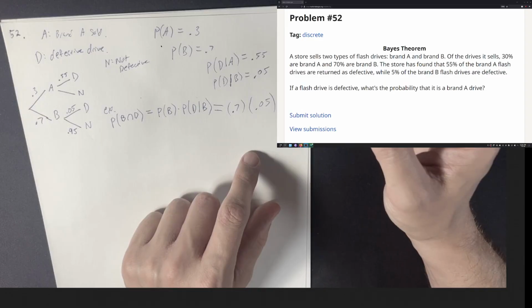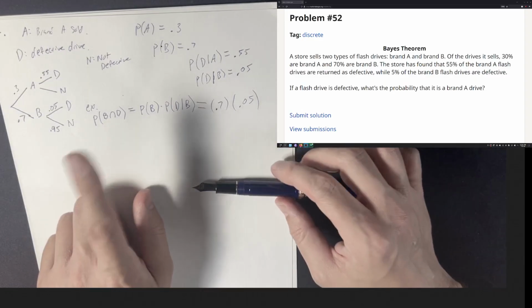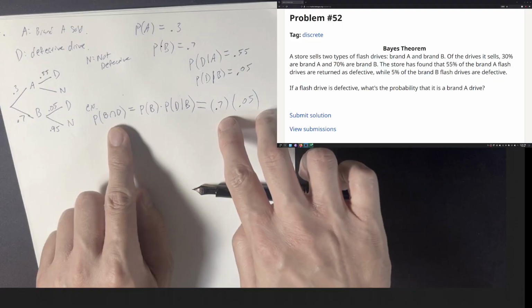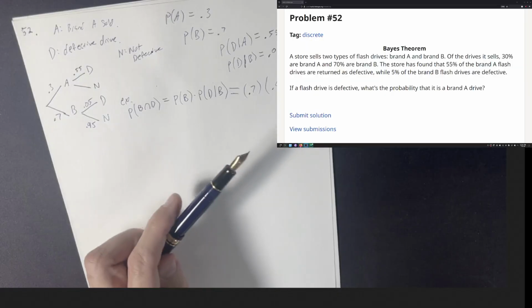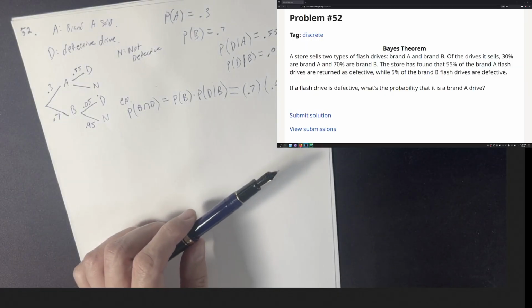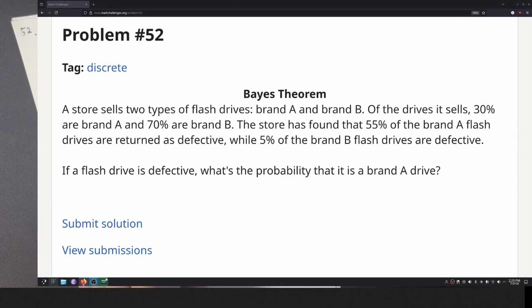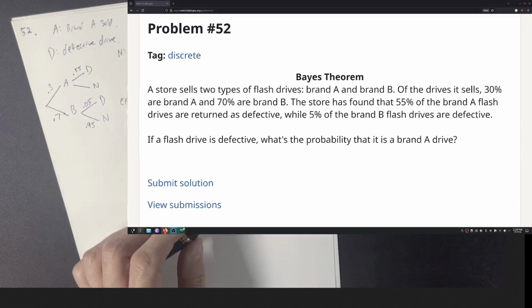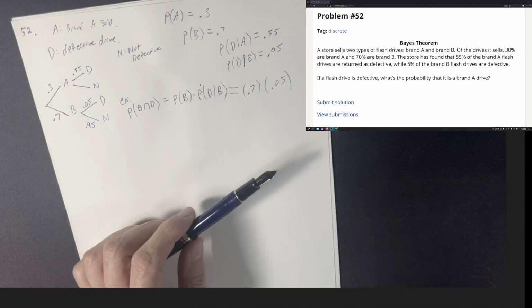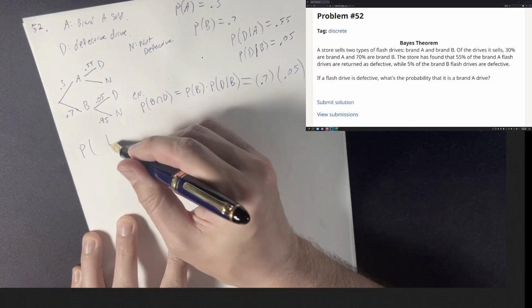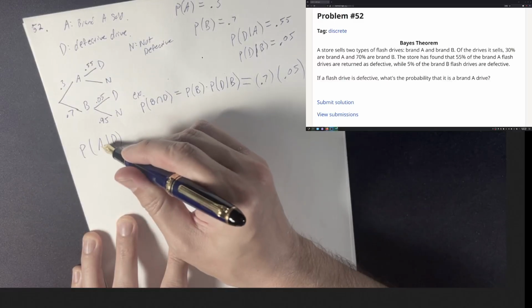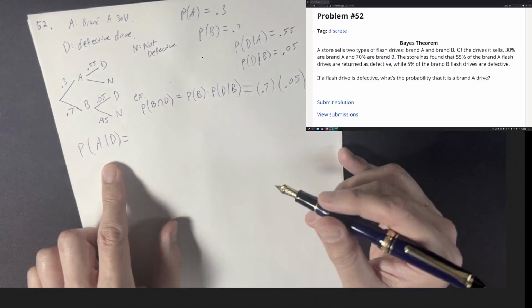But either way, you got to realize this is this product. And then the last thing we do is look back at the question. It says, if it's defective, what's the probability that it came from brand A? So this is a very typical, let's write it down exactly what it wants. Given that it's defective, what's the probability it came from brand A is what we're looking for.